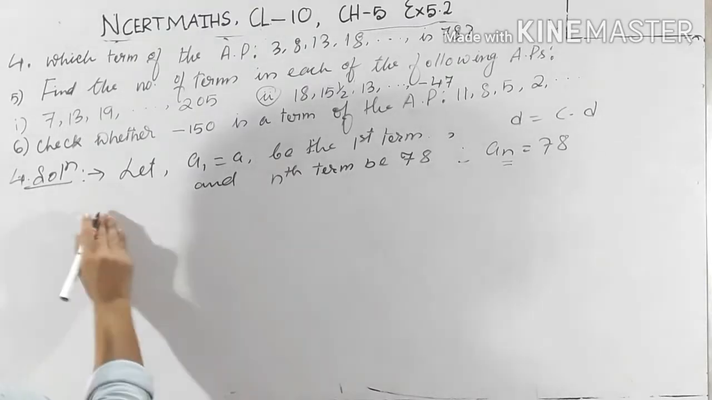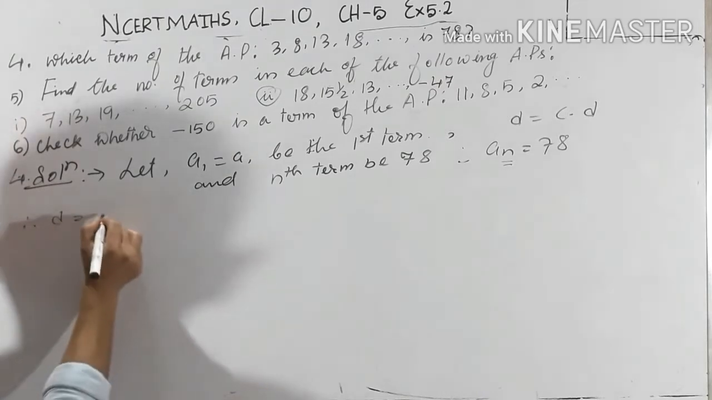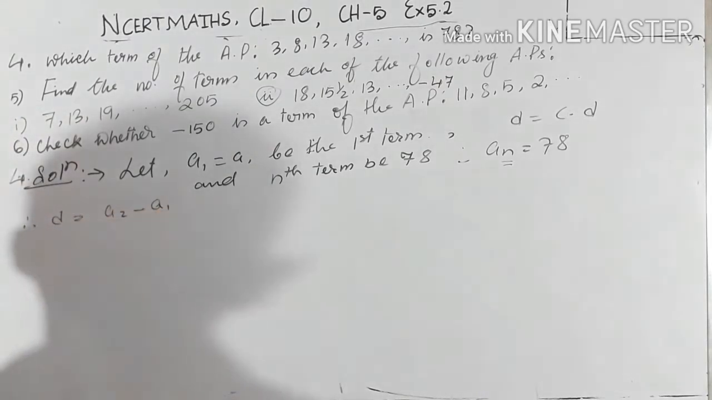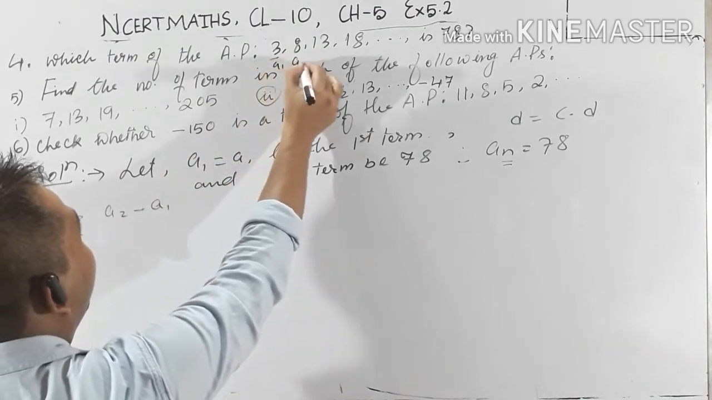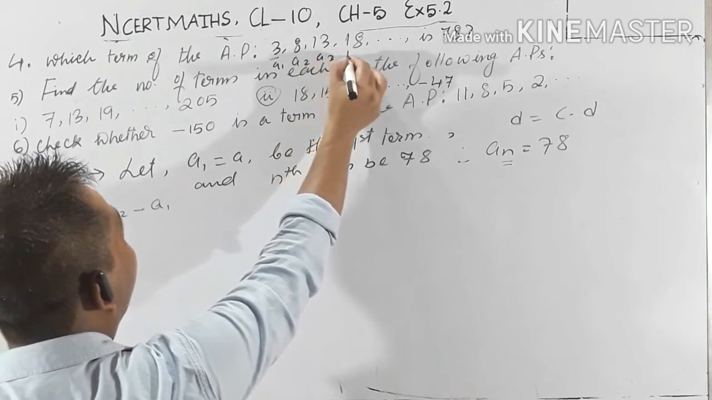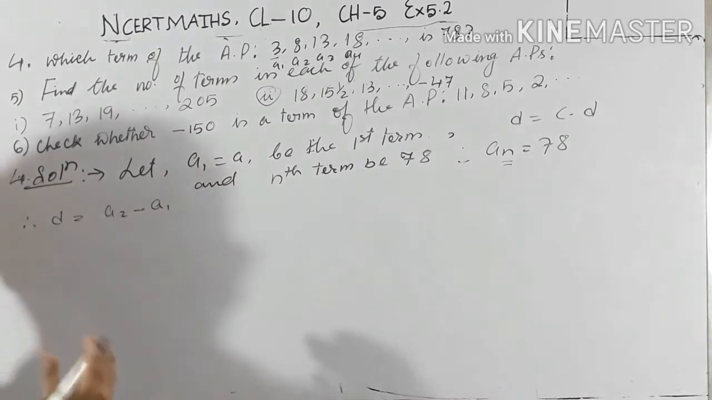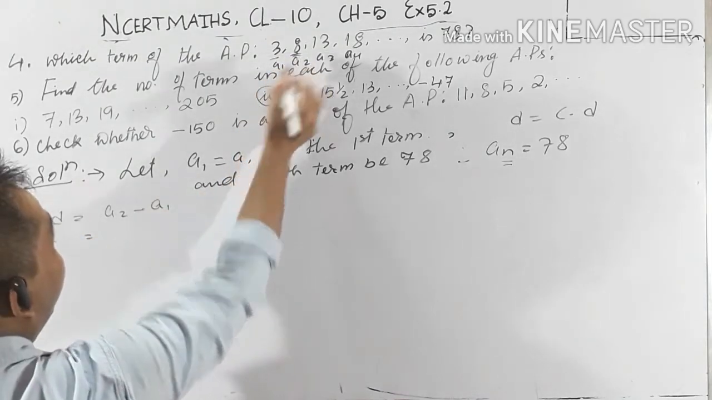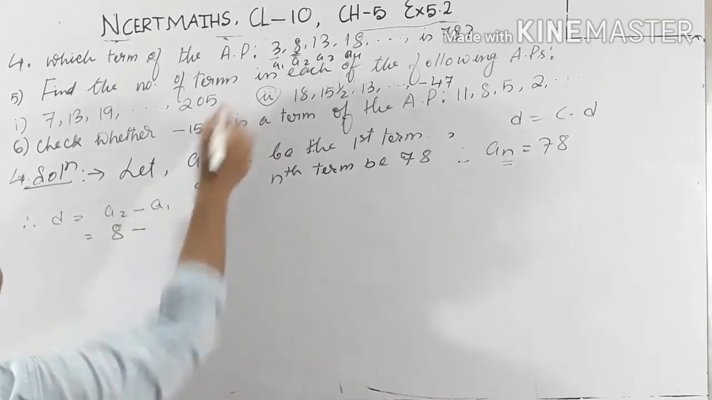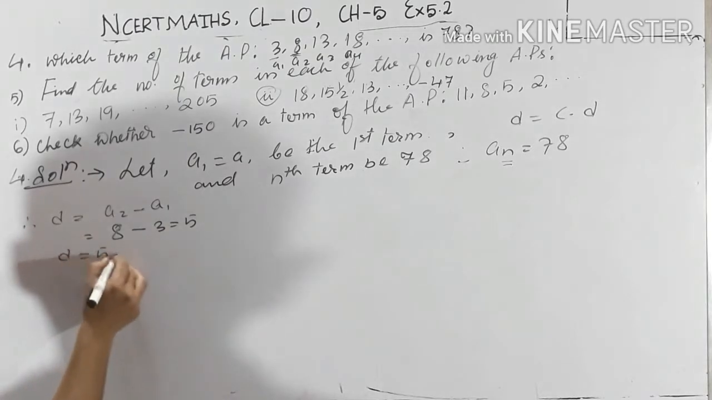Okay, first of all, let us find the common difference. Therefore, D equals A2 minus A1, right? This is the first term A1, this is A2, this is A3, and this is A4. Since it is already in AP, we need to find the common difference between the consecutive terms. Here A2 equals 8 and A1 equals 3. That means D equals 5, right?